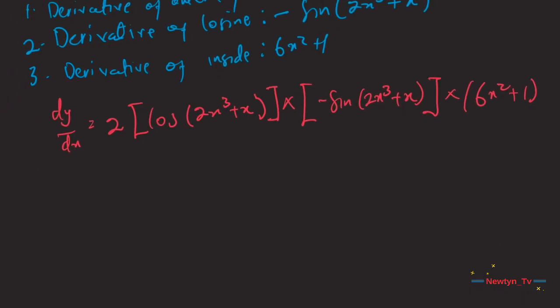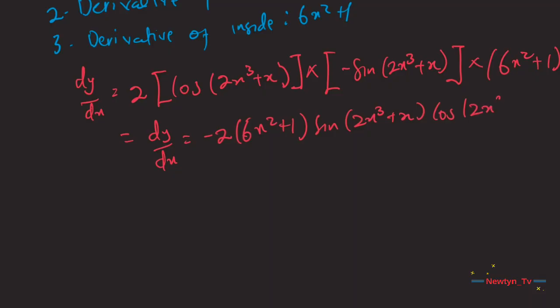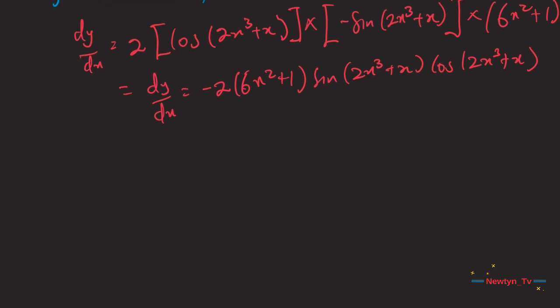Then we simplify it. I hope you can simplify this. You can pause the video and try to simplify this. So if you are done with this, let's look at the simplification. So with this one, we have dy/dx equal to negative 2 multiplying (6x squared plus 1). Then we have sine of (2x cubed plus x). Then we have cos of (2x cubed plus x). Very simple. So in all, this will be our final answer. That's how the simplification will be. I hope you got the same answer as mine.